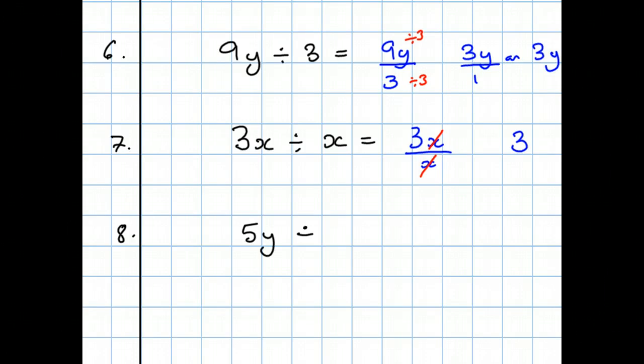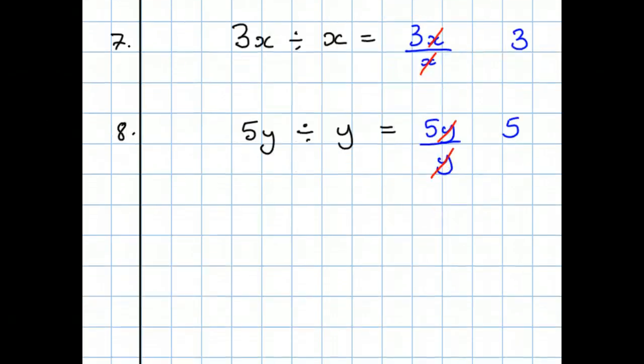I'll show you that again. 5y divided by y. Write it as a fraction, 5y over y. Now, immediately, hopefully, you're seeing that the common factor is a letter. In this case, it's y. So we divide top and bottom by y, just cross them out to be left with 5.